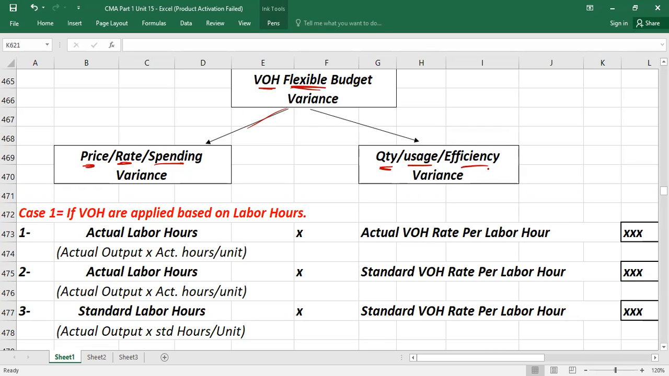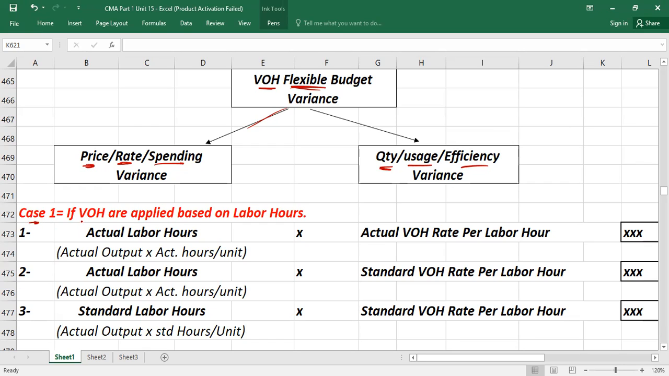There are two variances. Just remember this information. I'm avoiding unnecessary discussion. How many variances are there for variable overhead? Two. The first is price, rate, or spending. The second is quantity, usage, or efficiency. Understood? And the first case I'm going to explain, because let's understand case by case.